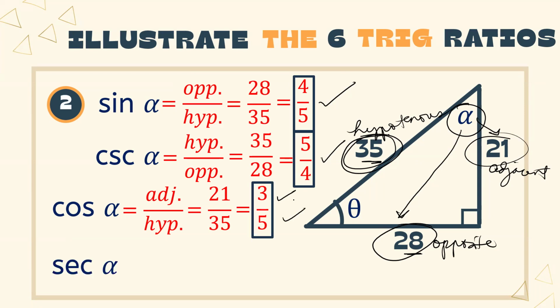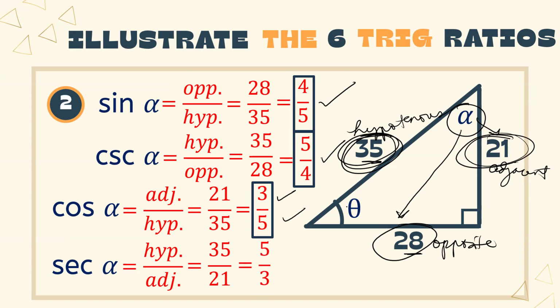Proceed. Secant alpha is hypotenuse over adjacent. So this is hypotenuse over the adjacent side. So that's 35 over 21. Simplify it to its lowest terms. That's 5 over 3. Is that clear, everyone?